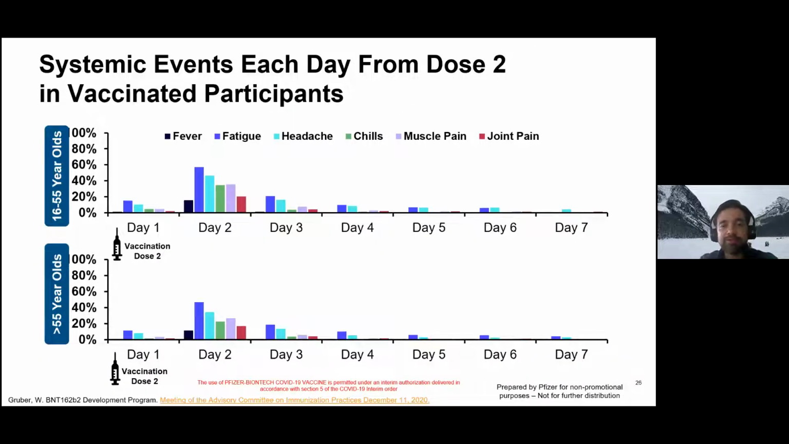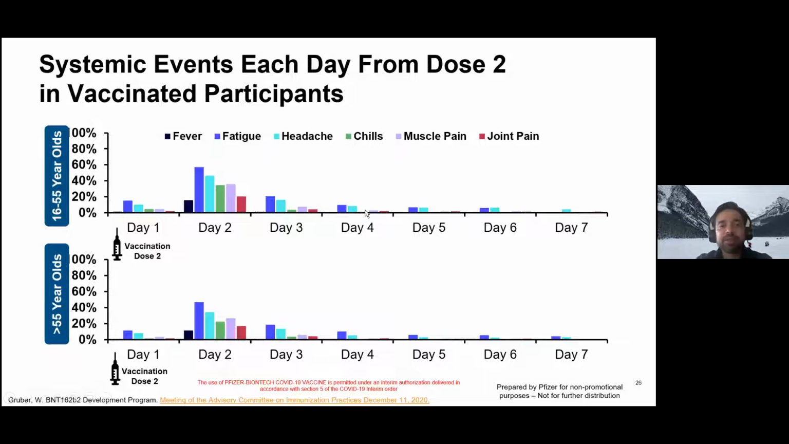So here we have listed all those systemic side effects on different days. As you can see, day 1 is when they got vaccinated. The top one is 16 to 55, the bottom is 55 plus. So day 1, they get vaccinated, and the majority of the symptoms appear on day 2 and start subsiding by day 3 and are largely gone by day 4.